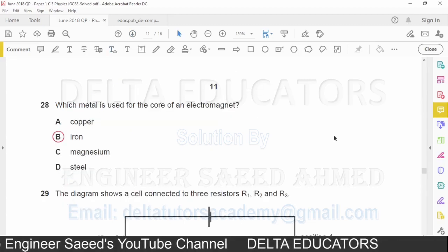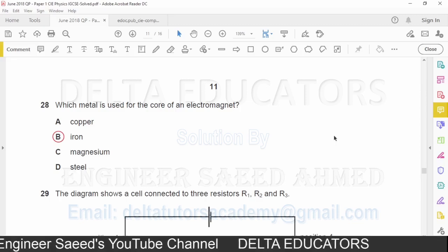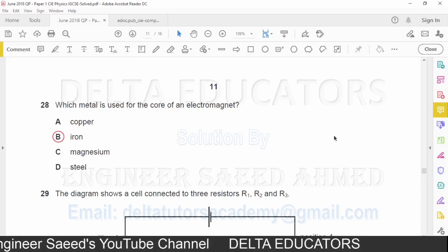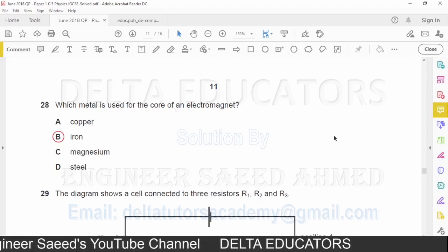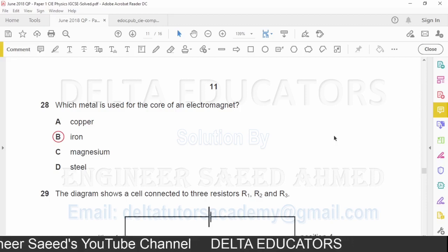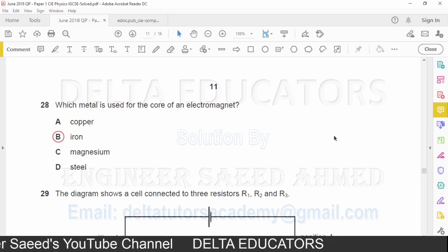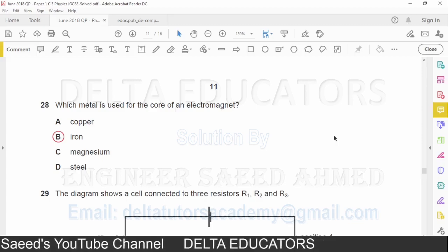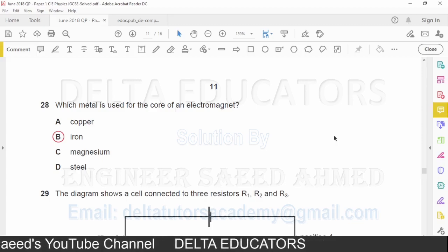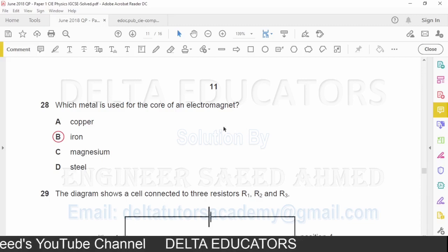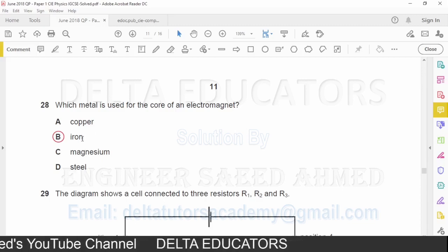Question number 28. Which metal is used for the core of an electromagnet? An electromagnet is a temporary magnet. For a temporary magnet we use iron, and for a permanent magnet we use steel. So for the electromagnet we have to use iron, and iron is given in option B. So our correct option is option B.